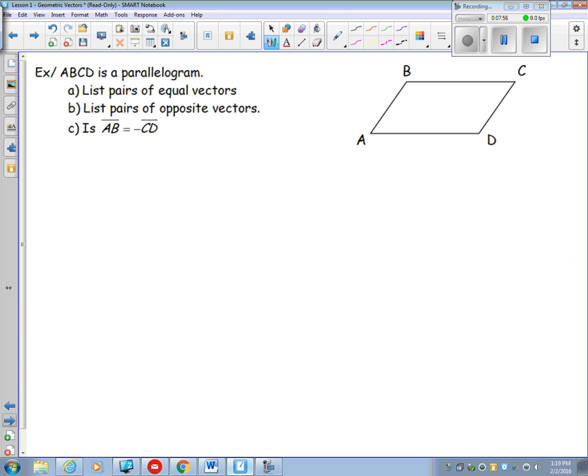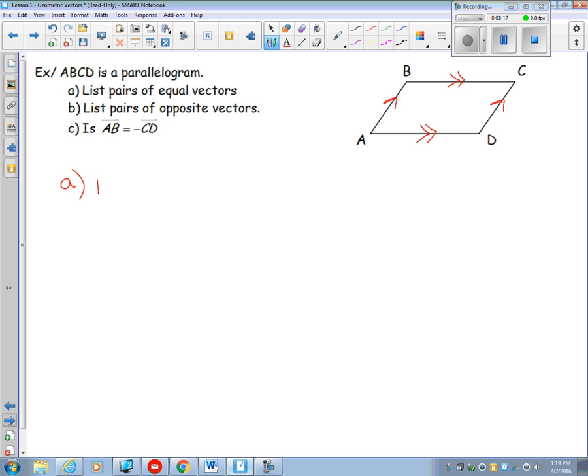Taking that into account, let's go to an example here. I've got a parallelogram. A parallelogram, if you remember, means these two sides are parallel, so they're pointing in the same direction. And these two sides are parallel, so they're pointing in the same direction. Kind of handy when you're talking about vectors, these imaginary lines in space. So I want to list pairs of equal vectors.